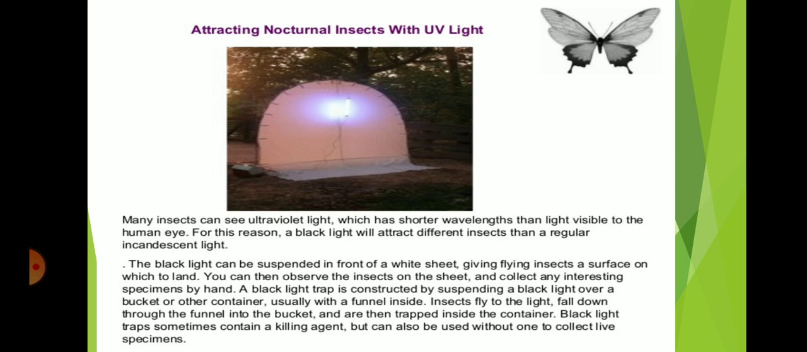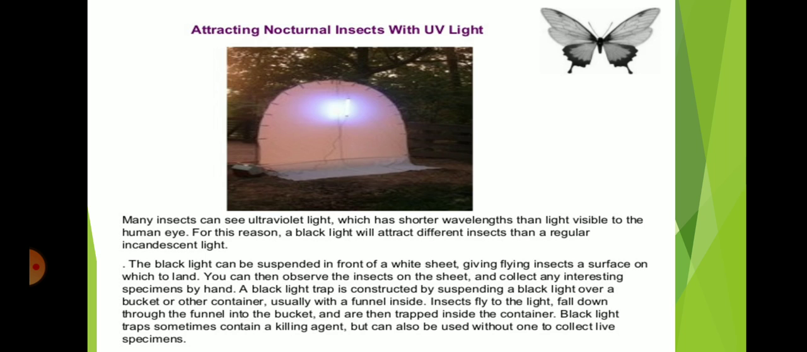For this reason, a black light will attract different insects than the regular incandescent light. We know that insects are generally attracted to light, but UV light is more attractive to insects, so the taxonomic collector uses UV light for the attraction of insects. Basically, the black light can be suspended in front of a white sheet, giving the flying insects a surface on which to land. So the light is suspended in front of the white sheet so that insects can sit on that surface.